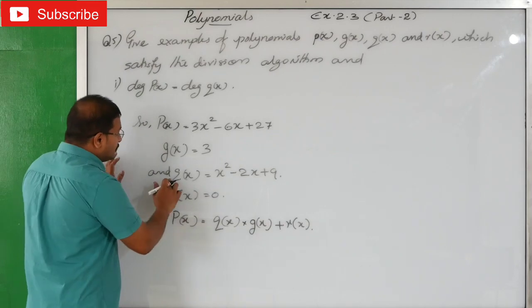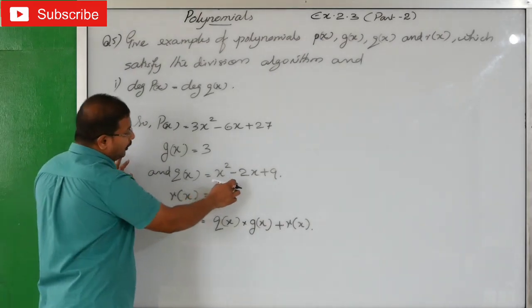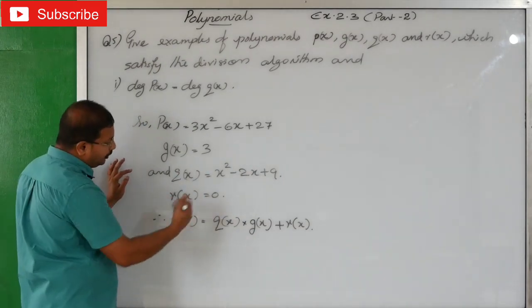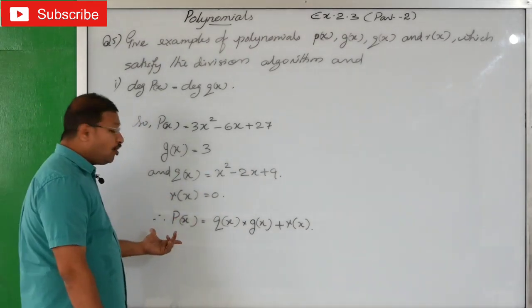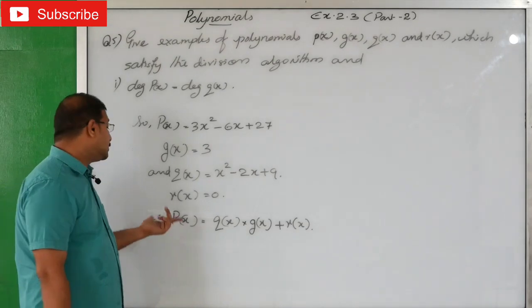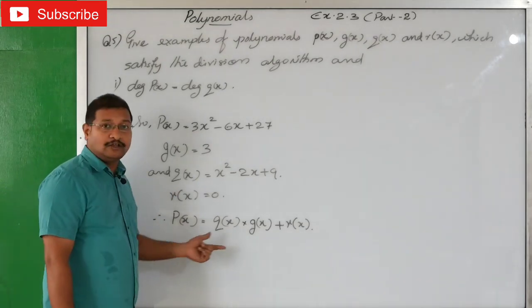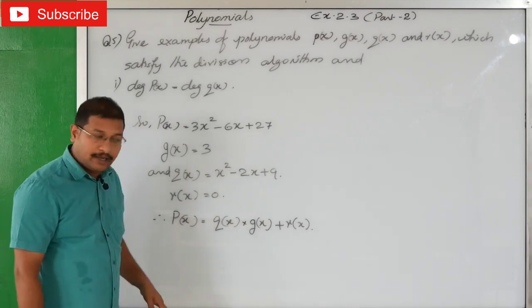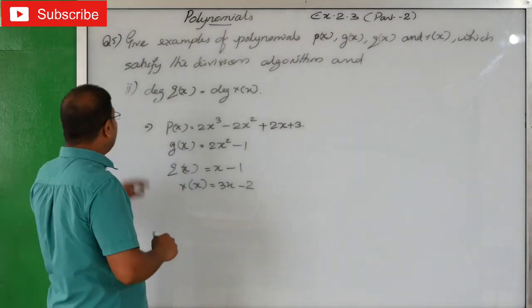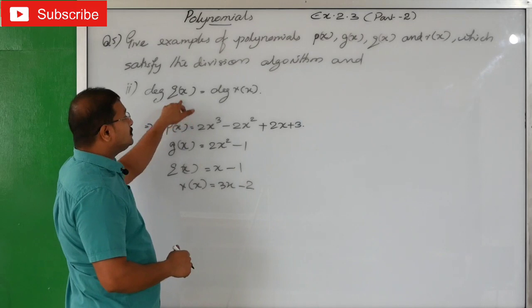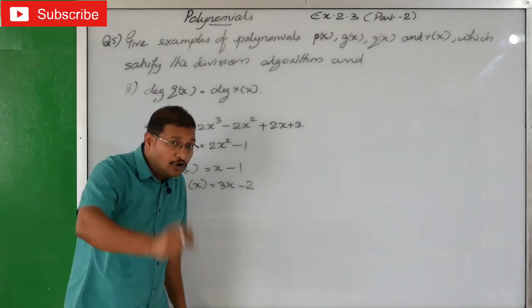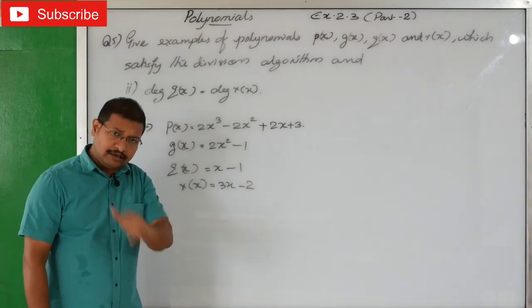Ready? Now, that means q of x equals x square minus 2x plus 9, and the remainder we are taking, according to this, the remainder is 0. Then according to division algorithm, dividend equals quotient into divisor plus remainder. Okay. Let us see the second question. Degree of q of x equals degree of r of x. That means degree of the quotient equals degree of the remainder.